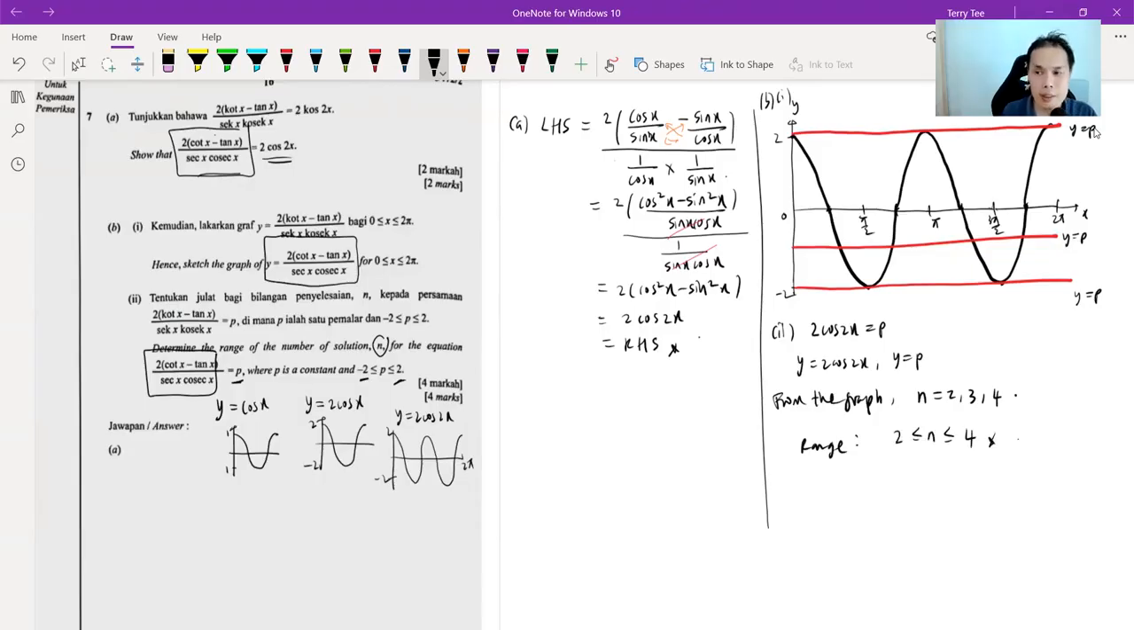Yeah, very interesting question. Now, it's not necessary for you to draw that horizontal line, but I just draw it for you to help you understand that this one has 2 solutions, this one has 4 solutions. If you draw this a bit higher or lower, anything between -2 and 2 doesn't matter. You can see it's always 4 solutions. And if you draw at 2 itself, you see that it's always 3 solutions. Yeah, so your range of values of n is 2 to 4.